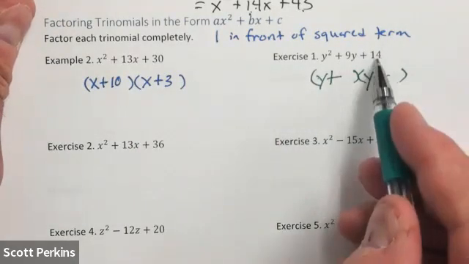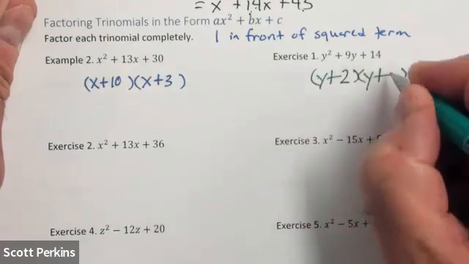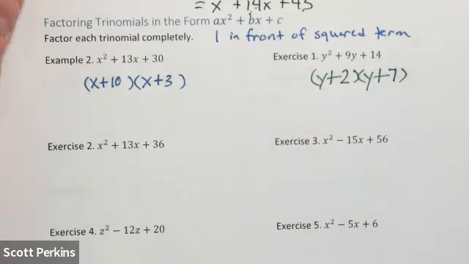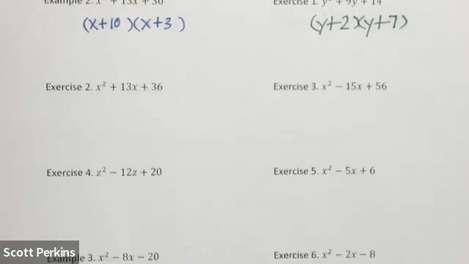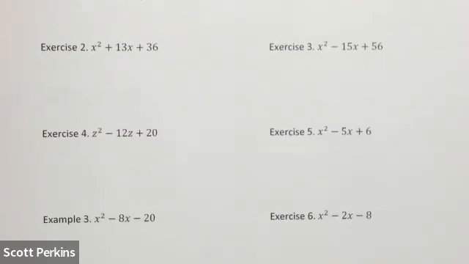And then what factors of 14 are going to add up to 9? 2 and 7 or 7 and 2. It does not matter what order. I'm just doing them in the order that I was told. 2 and 7. Y plus 2, y plus 7. Anybody get something different that we need to talk about? All right, do the next one right below. Exercise 2. X squared plus 13x plus 36.